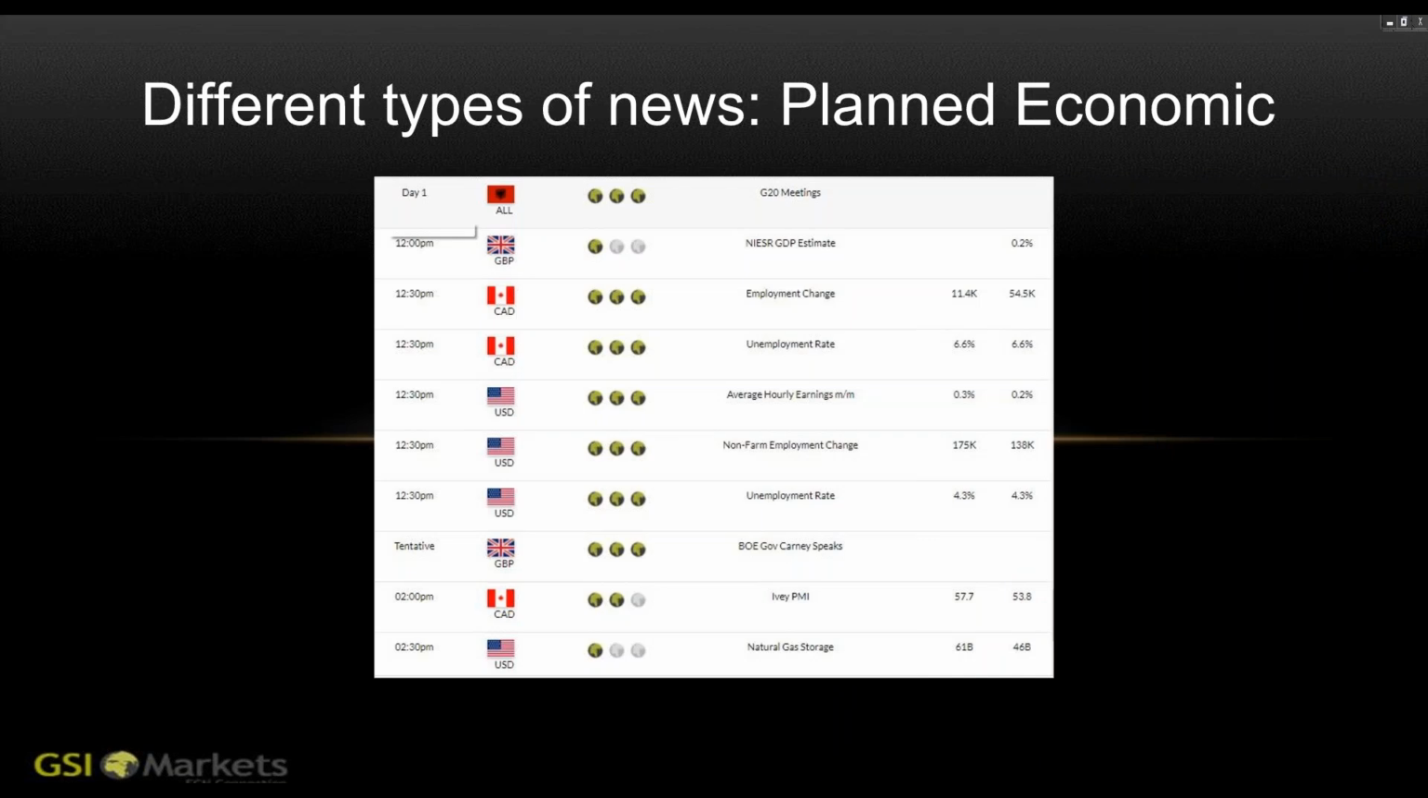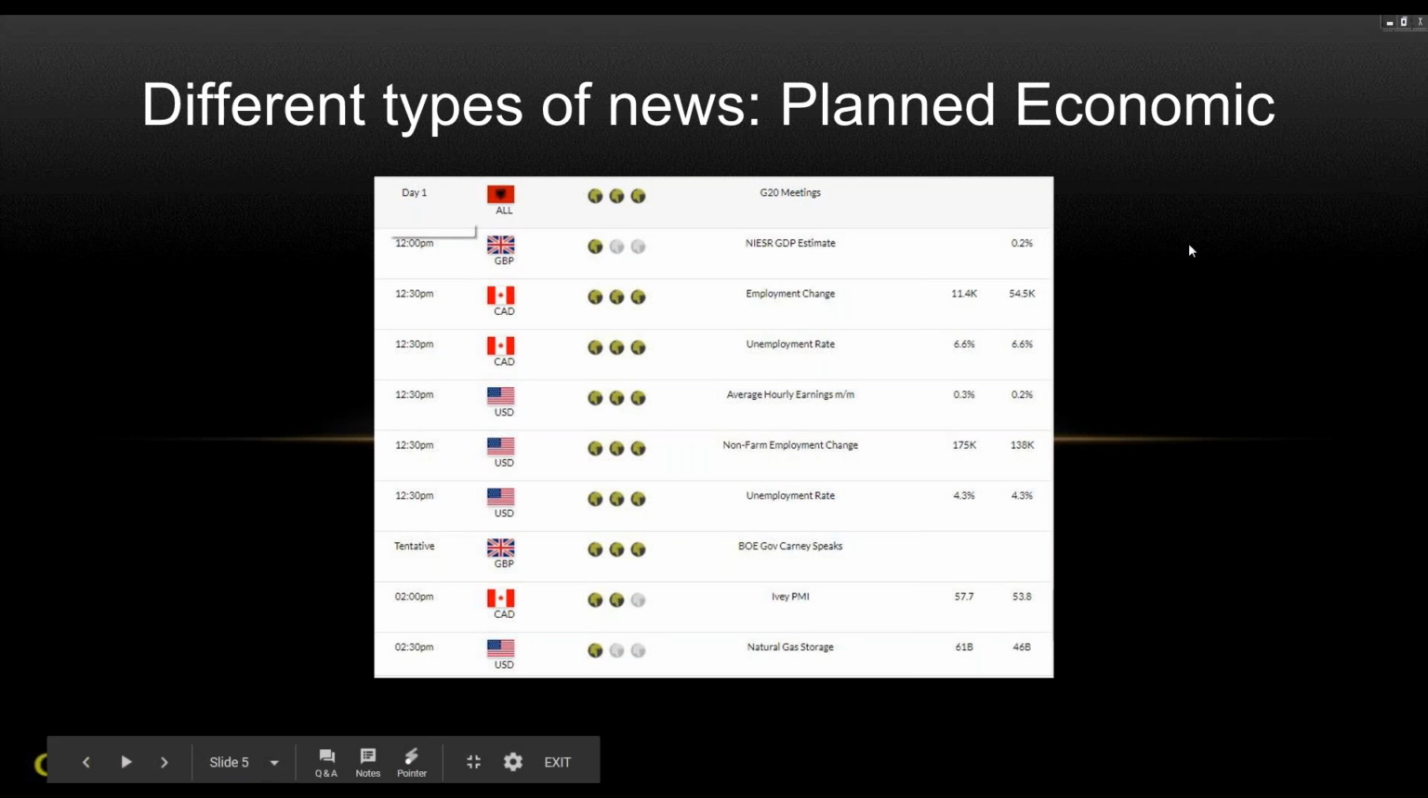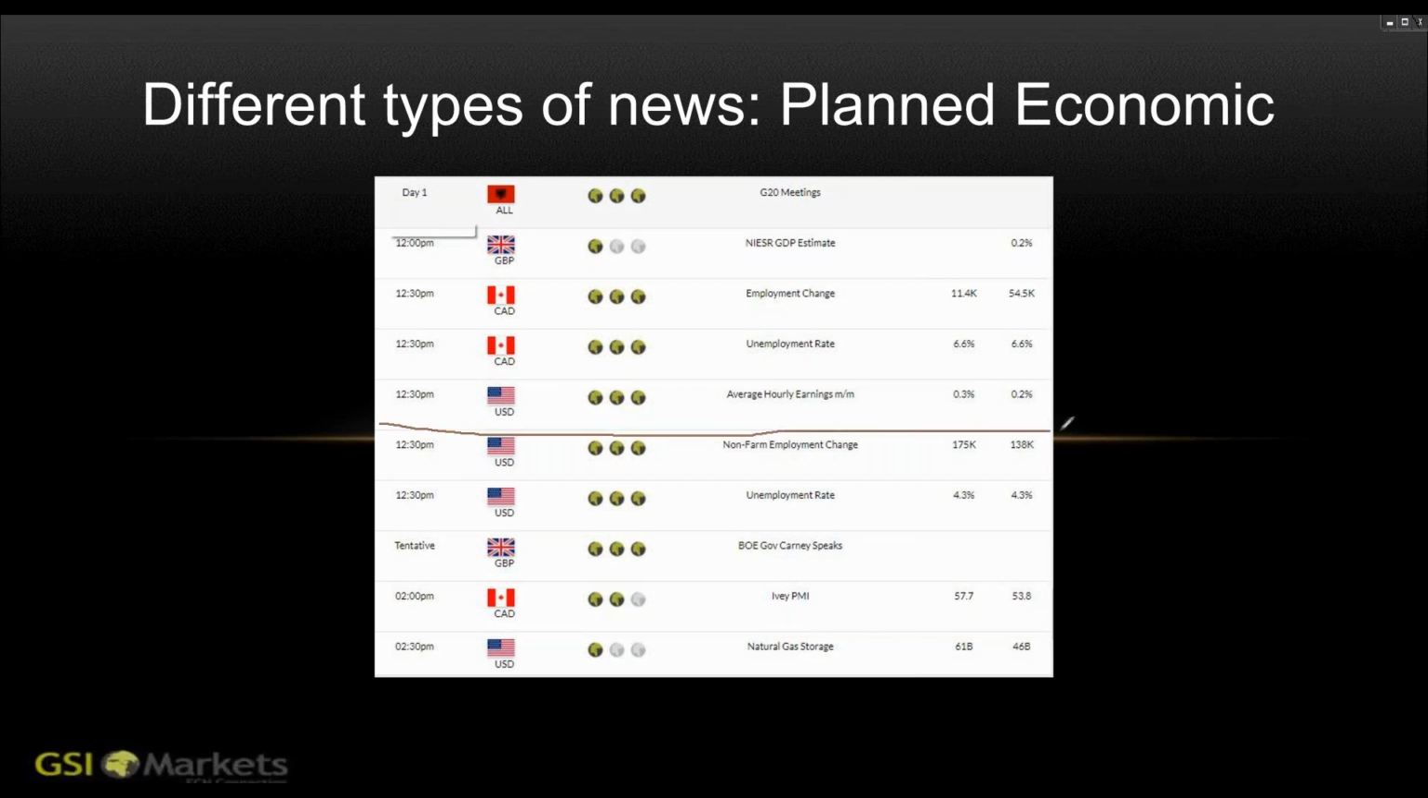Now, one type of news is the planned economic event. These happen every month at the same time, all right? This is tomorrow's schedule, and you can see at 12:30, let me just draw it on there if I can, we have the non-farm employment change, okay? I'm pretty sure this is tomorrow's. Yeah, the non-farm payrolls is the first Friday of every month.